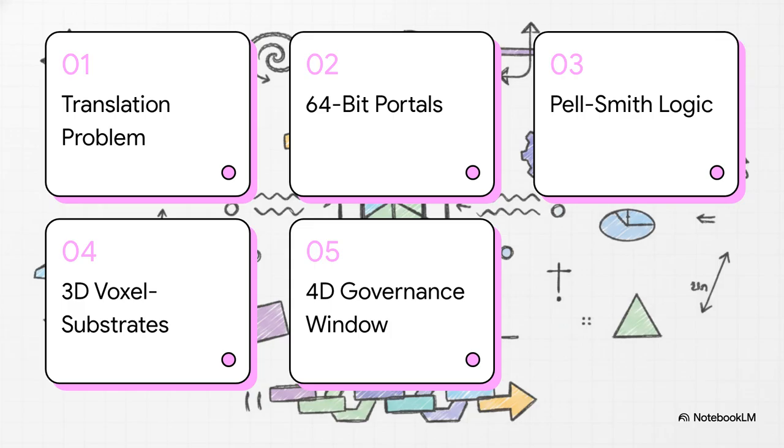All right, so here's our roadmap for today. First, the dimensional translation problem. 2, 64-bit deterministic portals. Number 3, enforcing Pell-Smith logic. 4, building 3D voxel substrates. And we'll wrap up with 5, the 4D governance window. Let's get right into it.